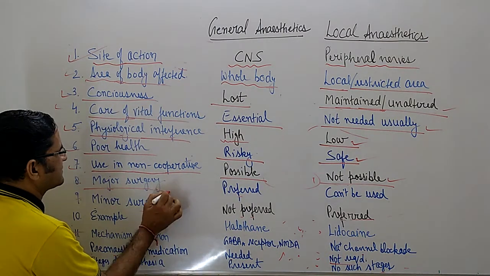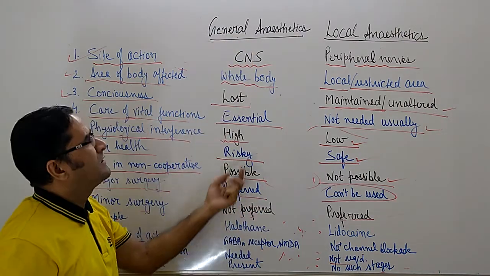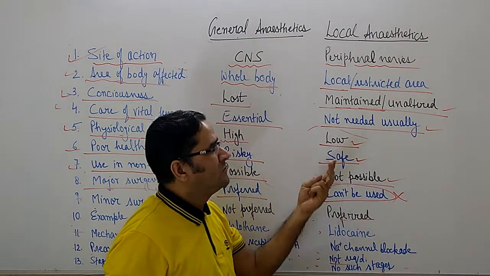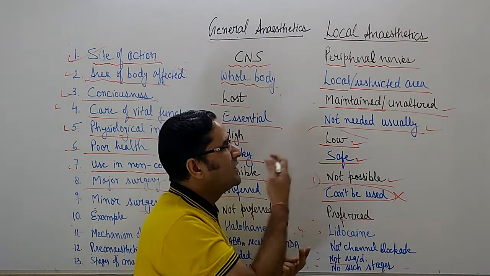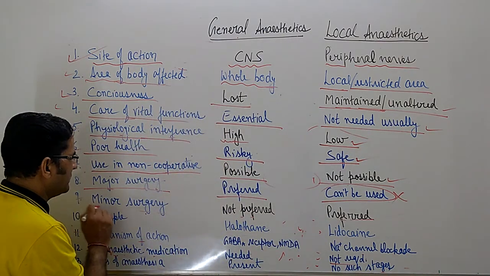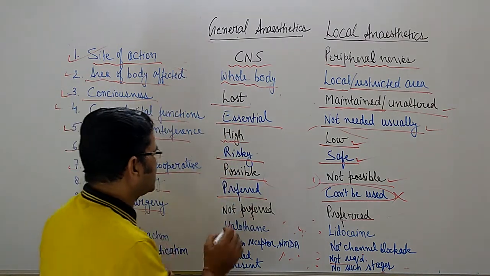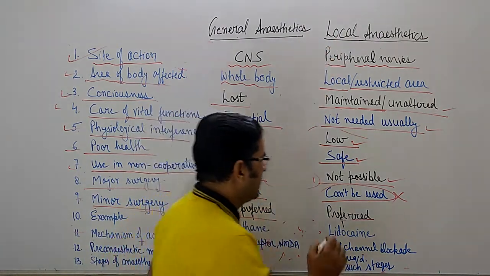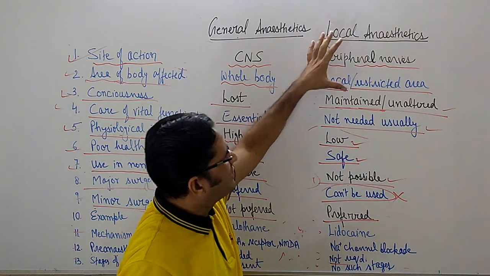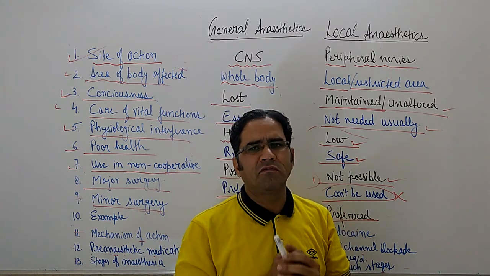Next difference, major surgery. For major surgery, general anesthetics are preferred, but local anesthetics cannot be used for it, because just when we started this discussion, we dealt with this thing. Now next, we are talking about minor surgery. When the surgery is minor, general anesthetics are not preferred, only local anesthetics are preferred, because what we want is the loss of sensation in a particular part of the body.